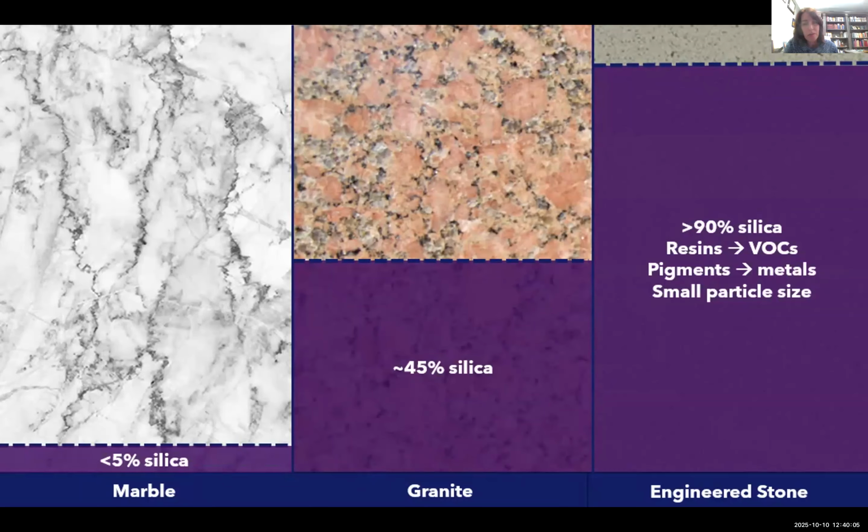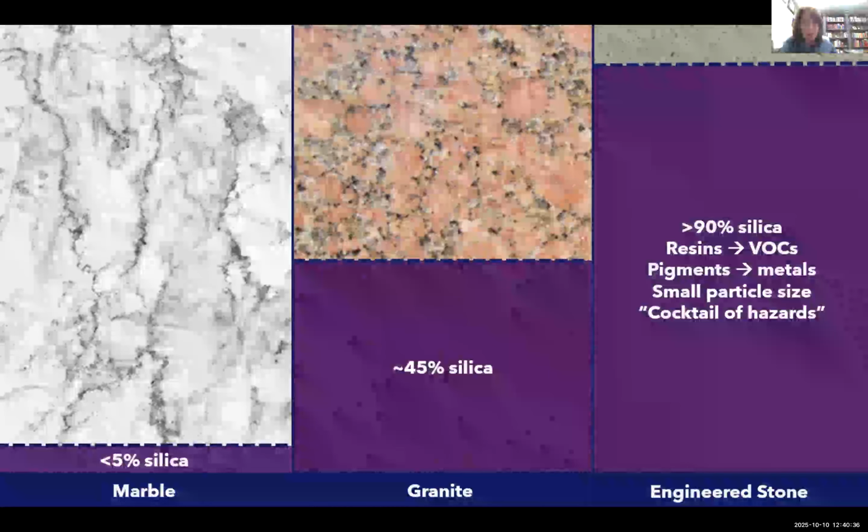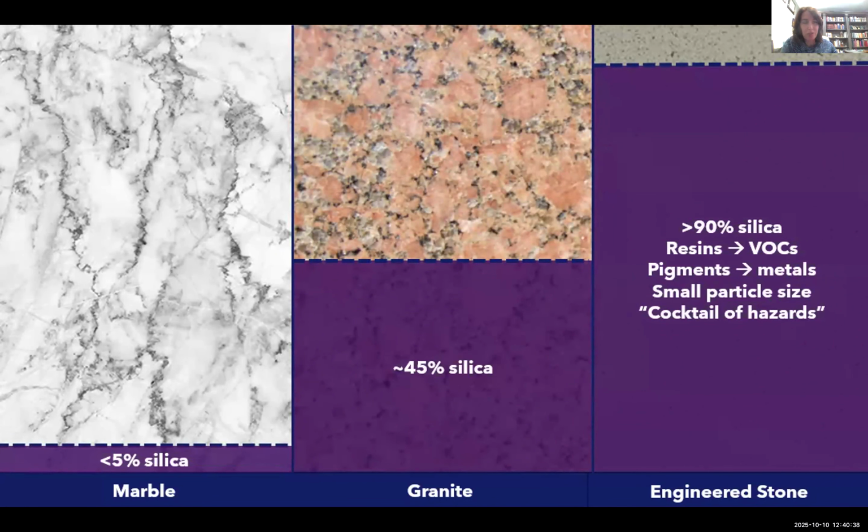And then another important feature is the small particle size. So in the lab, when these materials have been examined and compared, the engineered stone tends to generate much smaller particles in the ultrafine range compared to what the natural stone generates. So those really fine particles likely contribute to its toxicity. And one of our colleagues in Australia who has looked at the physicochemical properties of this material calls this combination a cocktail of hazards.